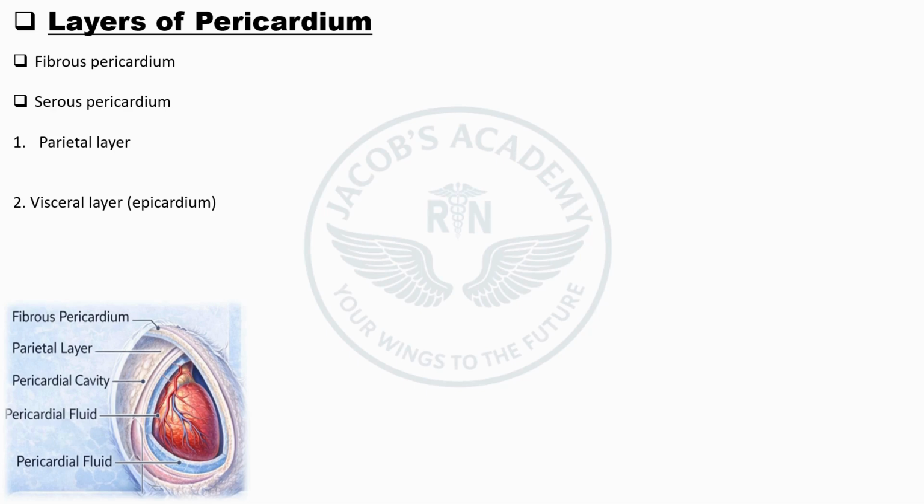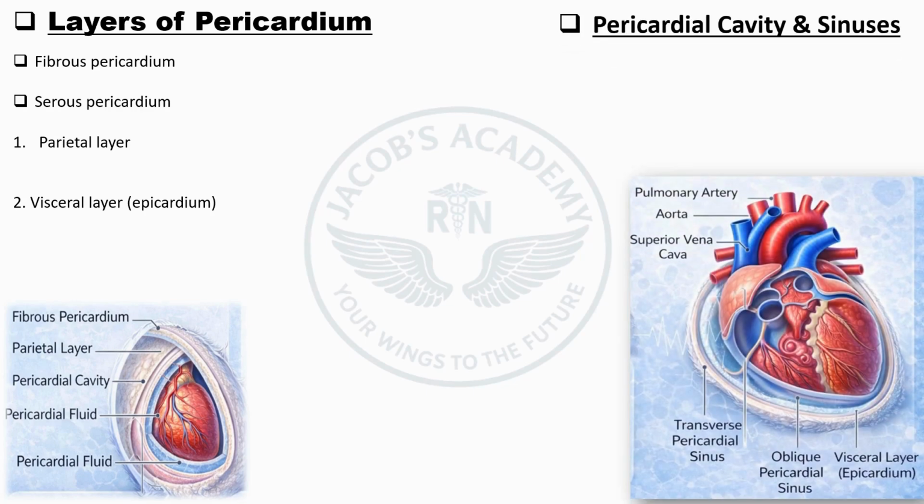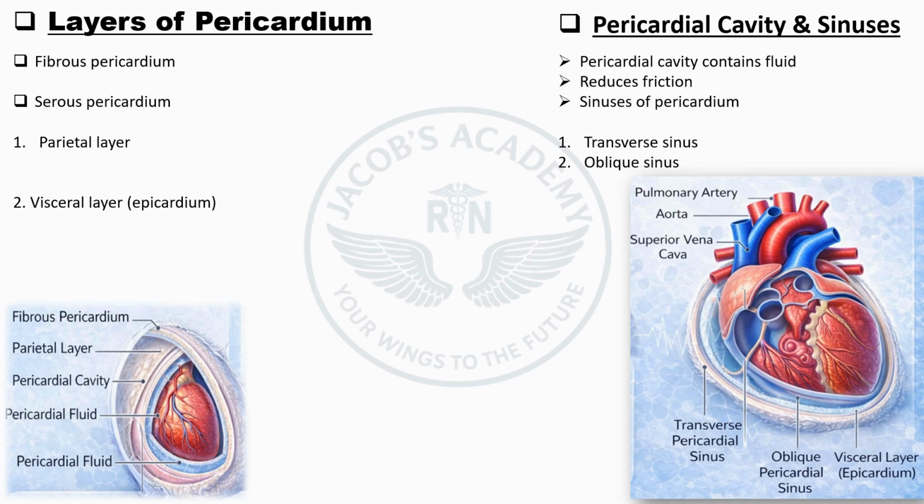Now let us understand the pericardial cavity and sinuses. The pericardial cavity contains a small amount of pericardial fluid. This fluid helps in reducing friction between the heart and surrounding structures during heart movements.